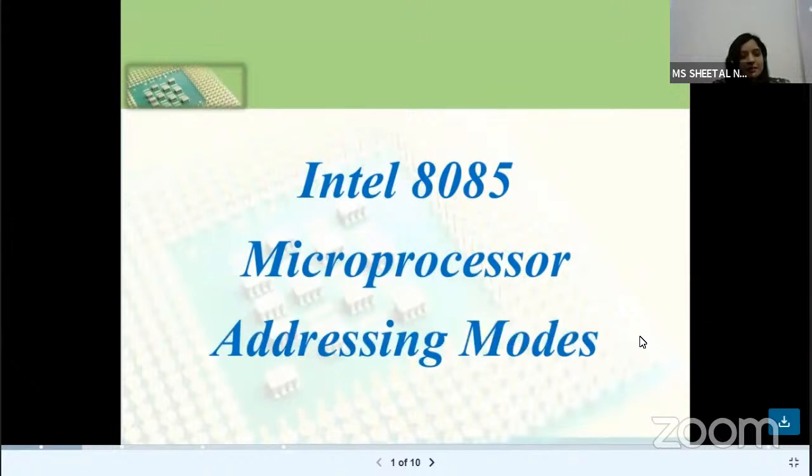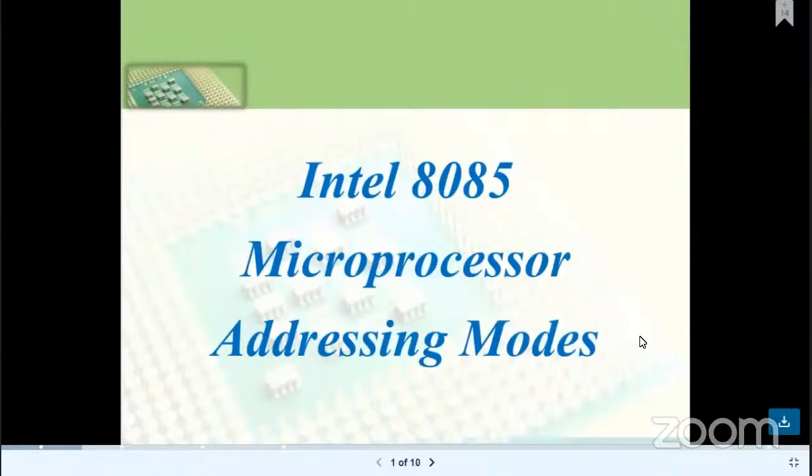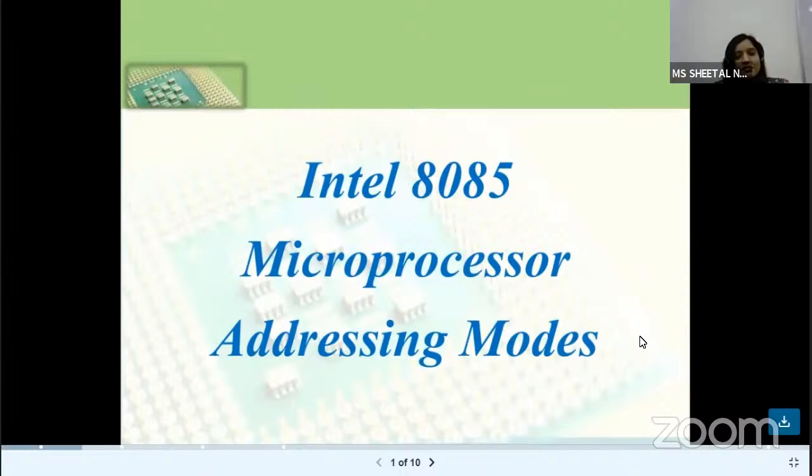Today my topic is Intel 8085 microprocessor addressing modes. First of all, what is 8085? 8085 is a microprocessor which is introduced by Intel company. 8085 is an 8-bit microprocessor which has a 16-bit address bus. Today we will discuss addressing modes of the 8085 microprocessor.